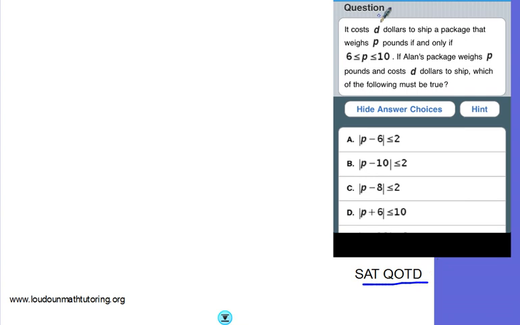Okay, so in this problem, let's read it. It costs D dollars to ship a package that weighs P pounds if and only if P is greater than or equal to 6 and P is less than or equal to 10. If Alan's package weighs P pounds and costs D dollars to ship, which of the following must be true? If you'd like to try this problem without looking at my solution first, go ahead and pause the video now.